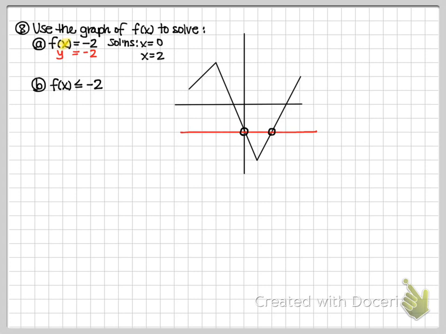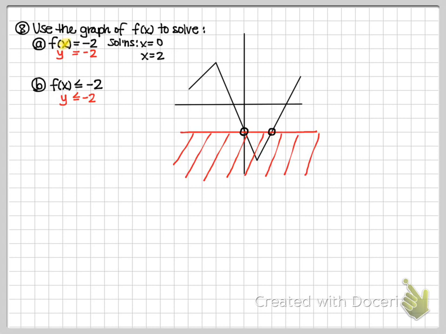Okay, now the second one, this is kind of the same idea. Remember that, much like the first question, f of x is the same thing as y. So we want to be less than or equal to -2. All right, so I want to know where I am less than or equal to the red line. Well, less than or equal to on a y value means that we are down. So what I'm looking at here is this region underneath my line.